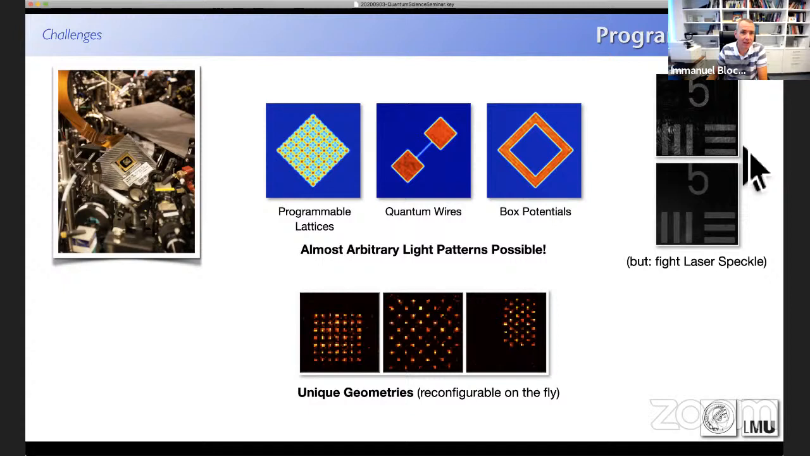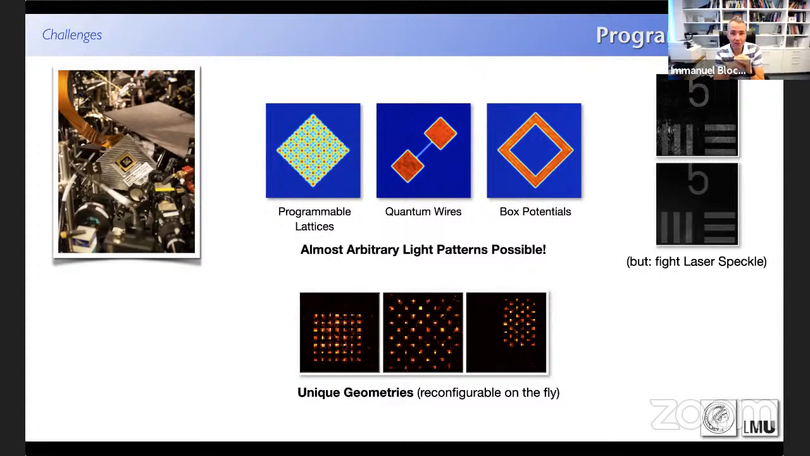That should allow us to make really high quality potentials, where eventually, we hope, if you're a theorist, you tell me, I want this bond to have this strength, I want this bond to have that strength, I want this offset to be like that or that. We can just program that on the digital mirror device, send it onto the atoms, and they experience exactly precisely that potential, again reconfigurable in the system, with these very short lattice spacings of around half a micron.